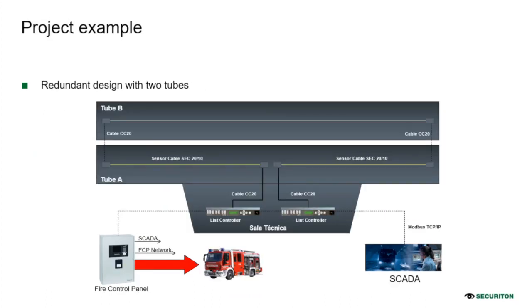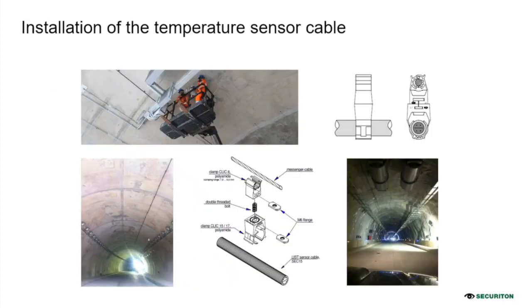Then another example of a redundant design, when we have two tubes with one-way traffic. Here you can have the cable installed, connected with the other cable in the other tube, and then also place two controllers, maybe in the same technical rooms, but with separate power supplies to keep physical separation and to guarantee the redundancy. And also important here is the connection to the fire control panel.